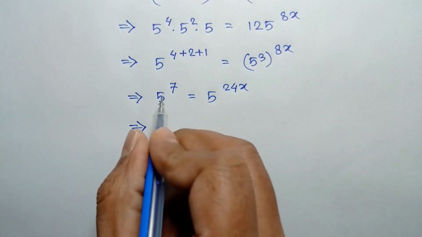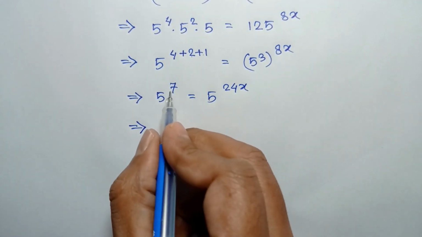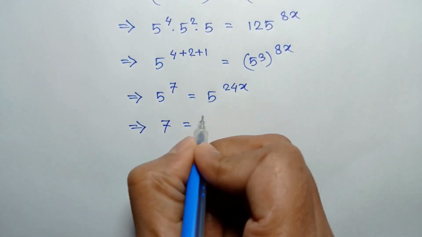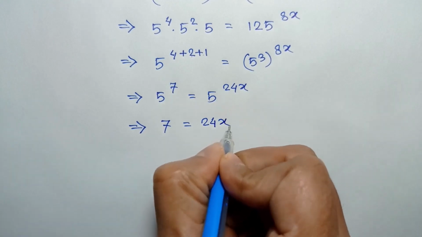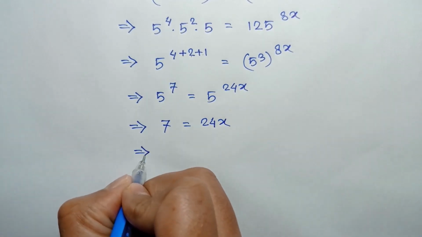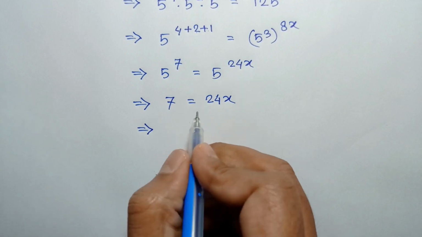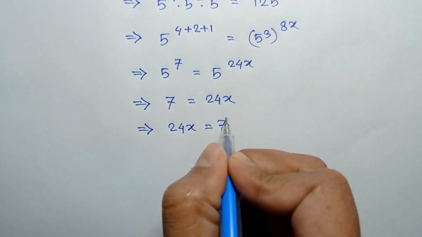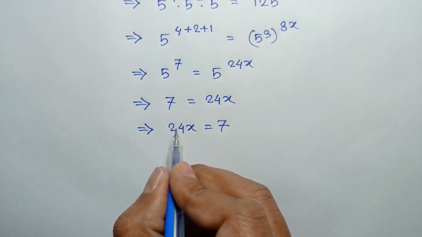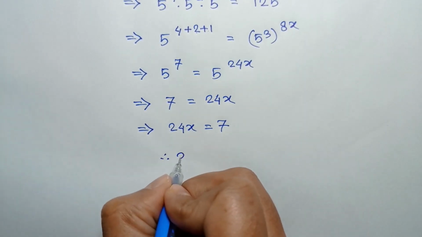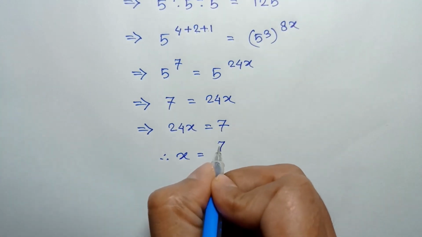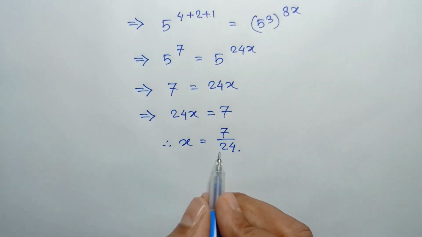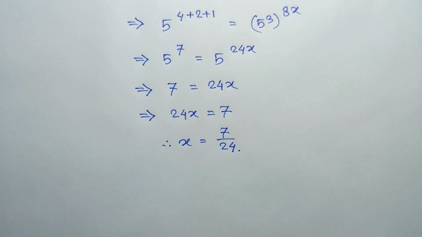Now the bases are the same, so the powers will be equal. We can write 7 = 24x, or exchanging sides, 24x = 7. Now dividing both sides by 24, we can write x = 7/24. So this is the solution of this given equation.